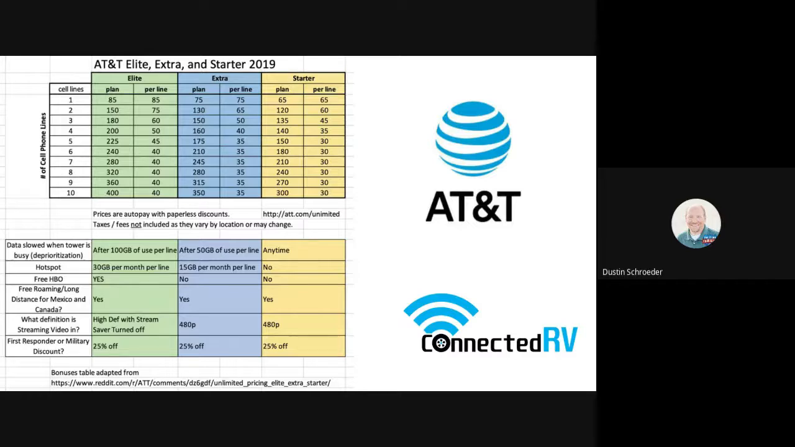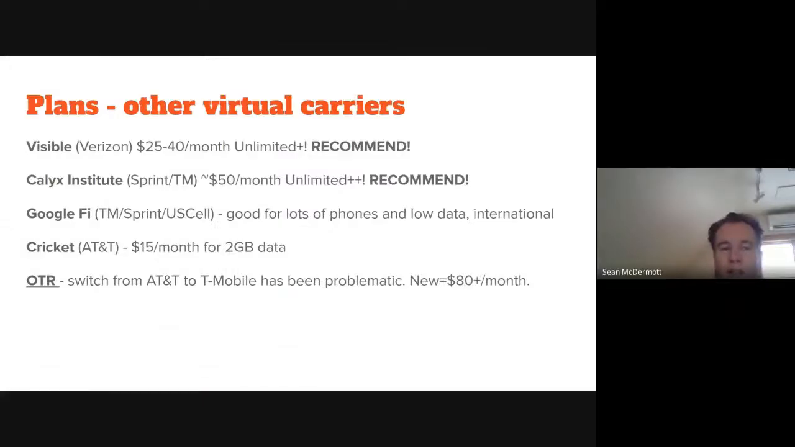Both, it says first responder discount. Actually, both Verizon and AT&T offer big discounts for first responders or military. But it is listed on there. They're usually a little bit trickier to deal with as a setup.